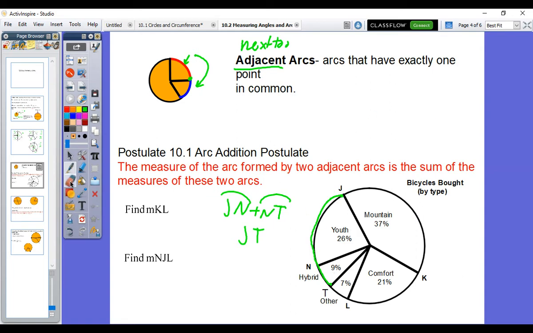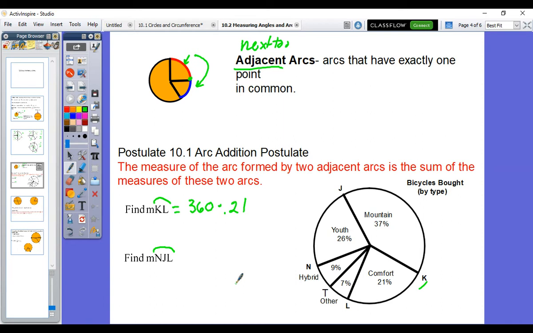So that being said, let's look at this information. Here it says find the measurement, and the little m stands for measurement, the measurement of arc KL. So arc KL is pretty simple. They're saying that this percentage of the circle is 21%. We'll define the actual measurement in degrees. We're going to take 360 times 21%. In decimal form, it'll be 0.21.